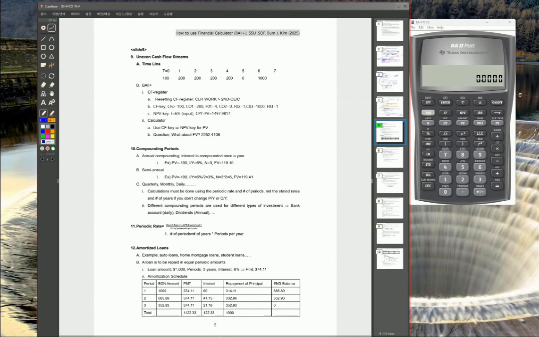We are using Texas Instruments BA2 Plus to explain different concepts of time value of money and then teach you how to use a financial calculator. Okay, this lecture is for slide 5. We are discussing uneven cash flow streams.